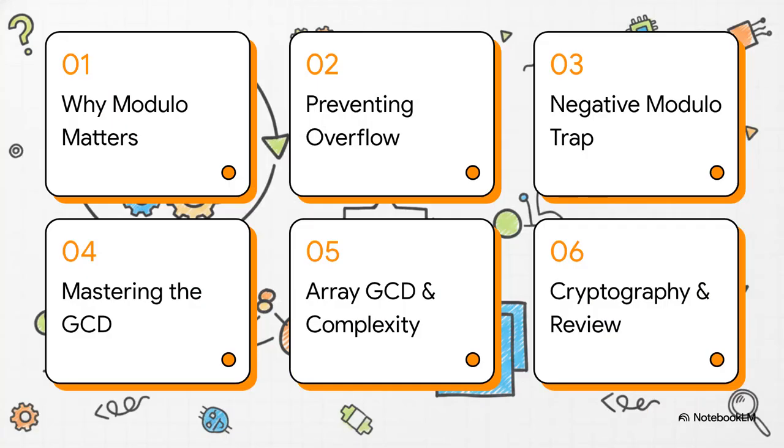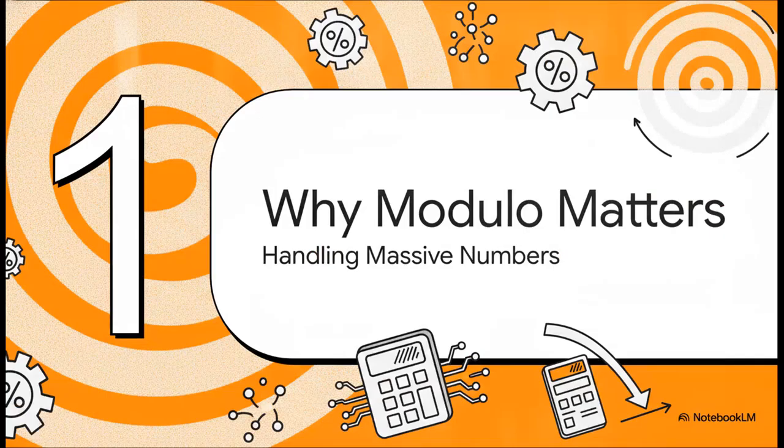Okay, let's just glance at our roadmap for today. We'll start with why modulo matters, then cover modulo rules and preventing overflow, followed by the negative modulo trap. After that, we'll shift gears into mastering the GCD, array GCD in complexity, and finally wrap up with cryptography and a quick review. All right, let's jump right into section 1, why modulo matters.